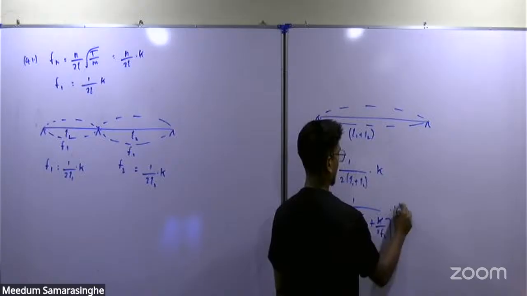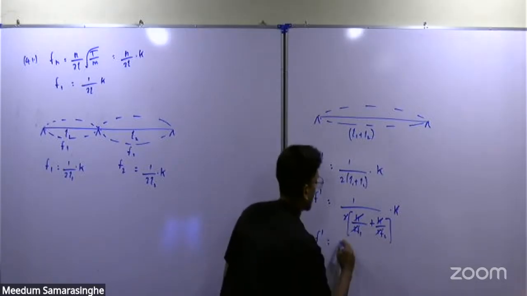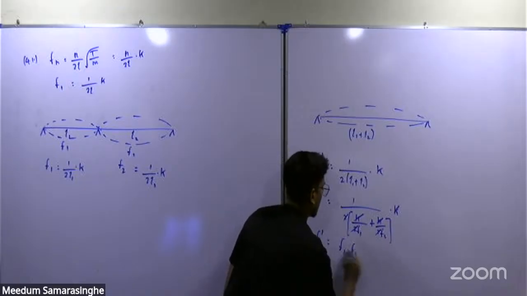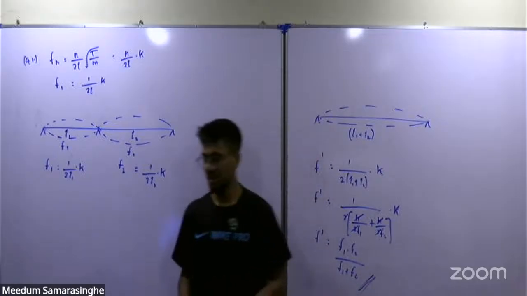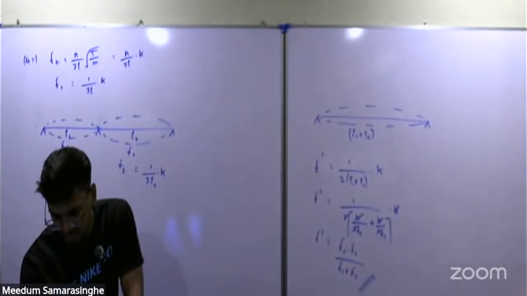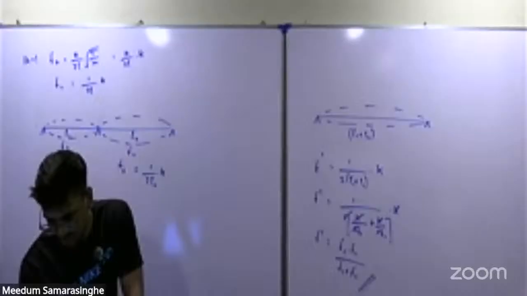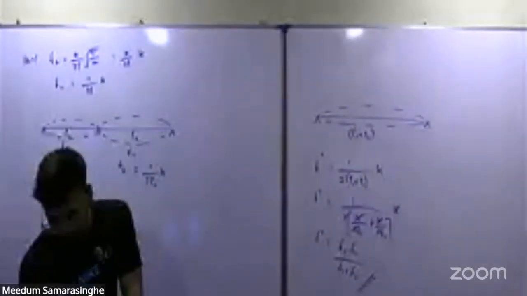You can cancel K. So F dash, when you take the common denominator, is F1 F2 divided by F1 plus F2, right? So F dash is that. So what is the answer? The answer is this one. Third one is the answer.